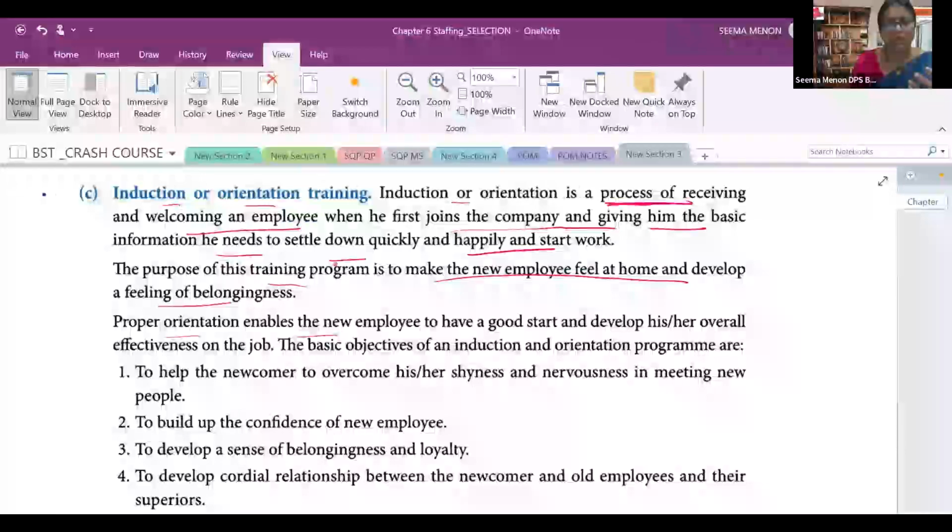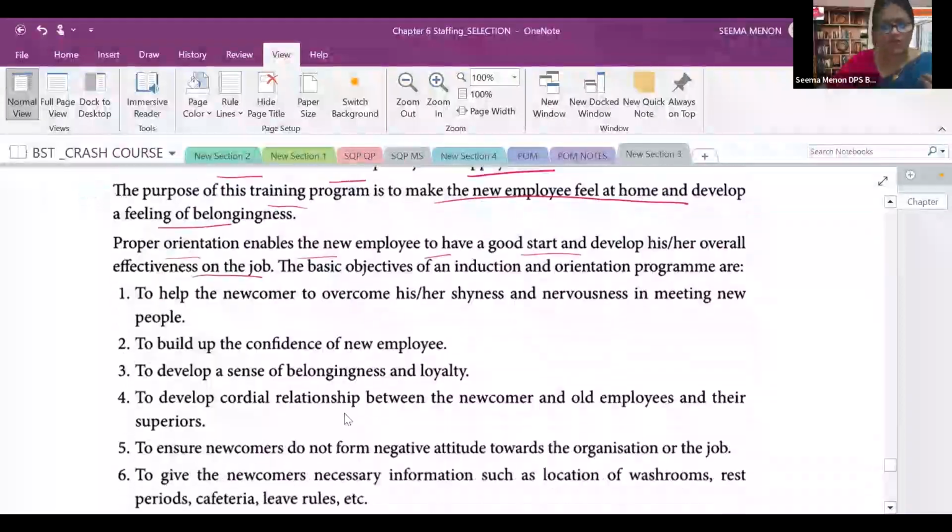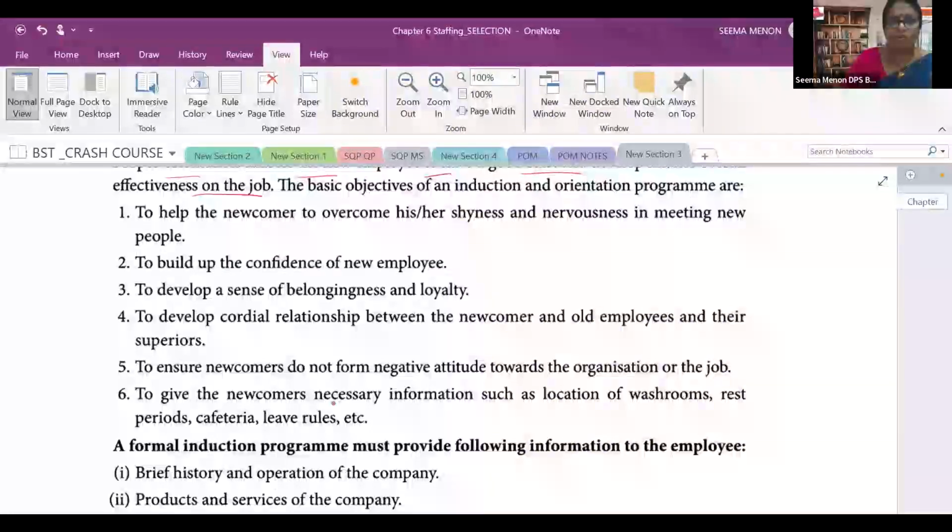Proper orientation enables new employees to have a good start and develop their overall effectiveness on the job. What are the basic objectives of the orientation program? Let's see that. It will help the newcomer overcome his or her shyness. Through orientation, they become familiar with each other. There is an interaction session, so they will be very confident. To build up the confidence of the new employee. Sense of belongingness and loyalty. They will feel that, yes, we are a team. To develop cordial relations between the newcomer and old employees, and their superiors or their boss, etc.